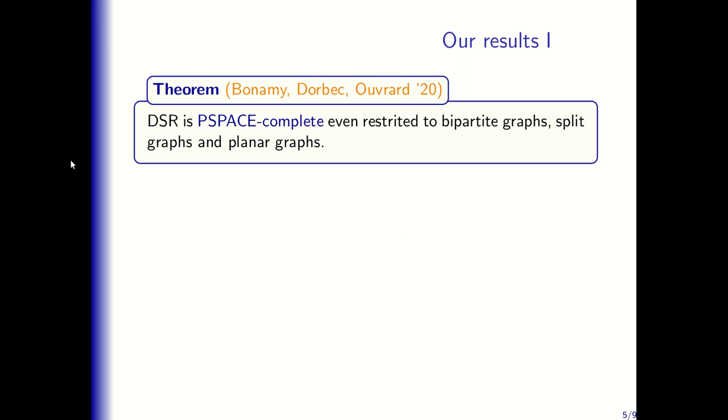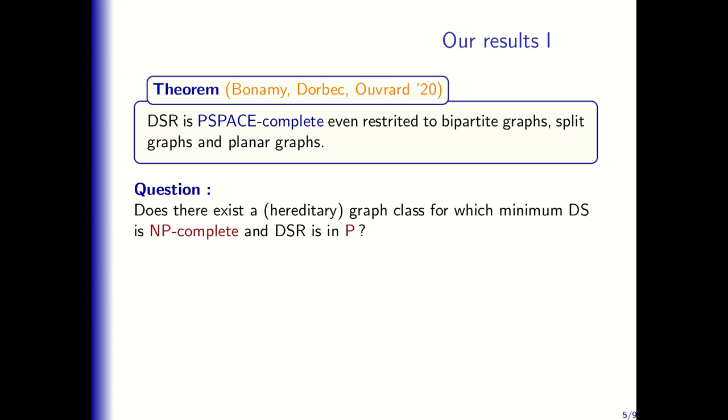Okay, and so before stating formally our results, let us give some of the results obtained in a recent paper of Bonamy, Dorbeck, and Ouvrard. The first one they obtained: they show that this dominating set reconfiguration problem is PSPACE-complete, even restricted to some small classes of graphs such as bipartite graphs, split graphs, or planar graphs. And they ask the question, does there exist a hereditary graph class for which minimum dominating set is NP-complete, but dominating set reconfiguration is in P?